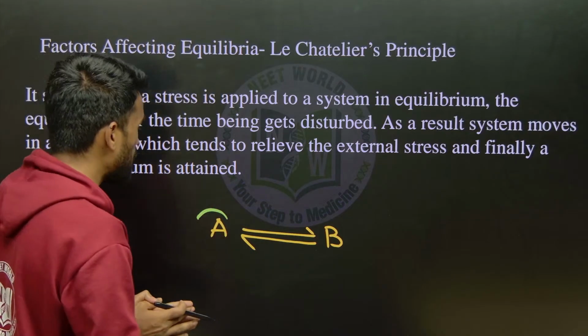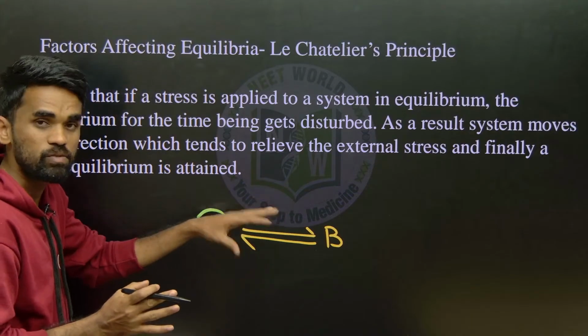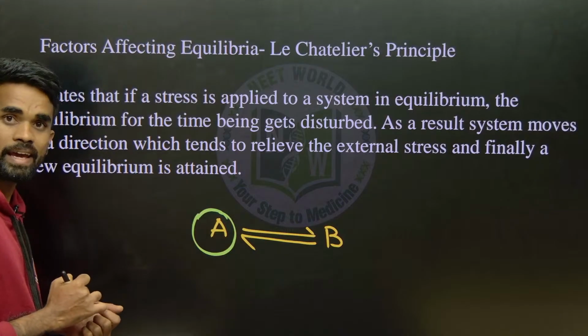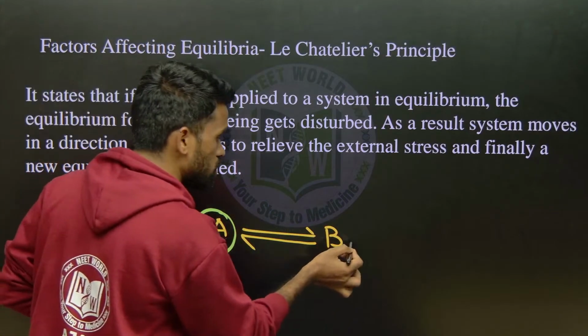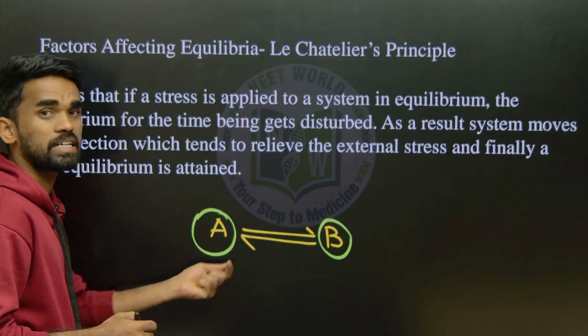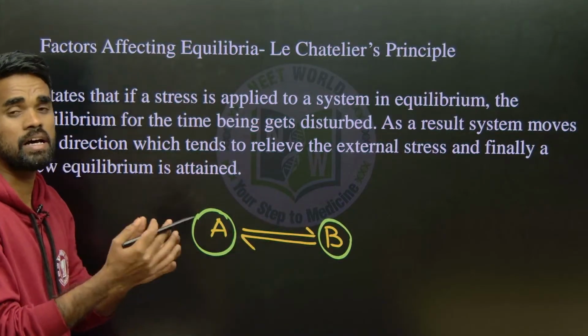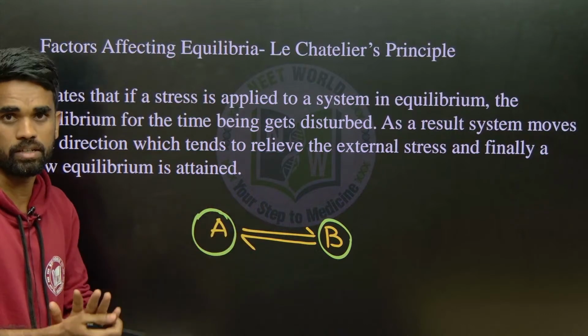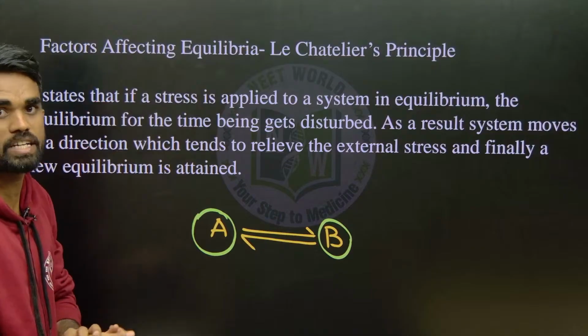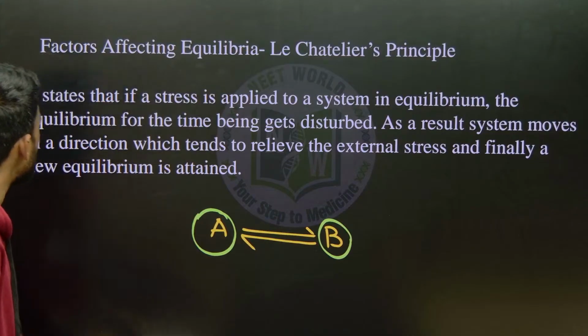For example, I can disturb this equilibrium by increasing the concentration of reactant A, or by increasing the concentration of product B, or by decreasing the concentration of reactant or product. So what is the scenario here? This is what we can understand by looking at the Le Chatelier principle. So just read the definition here.